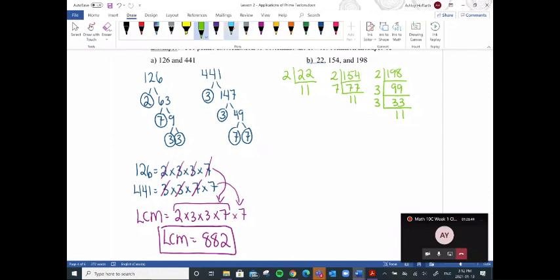So if I write out my lists now, I've got 22 is equal to 2 times 11. 154 is equal to 2 times 7 times 11. And 198 is equal to 2 times 3 times 3 times 11.